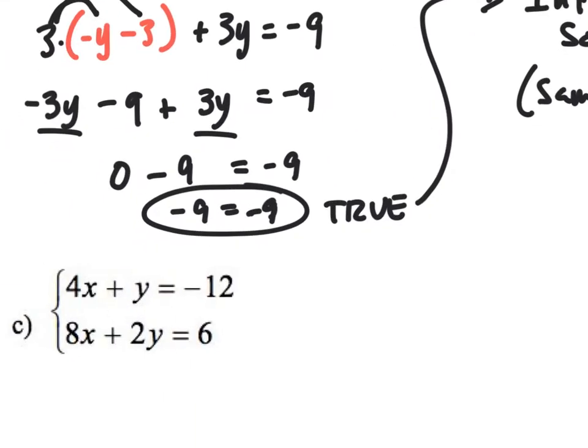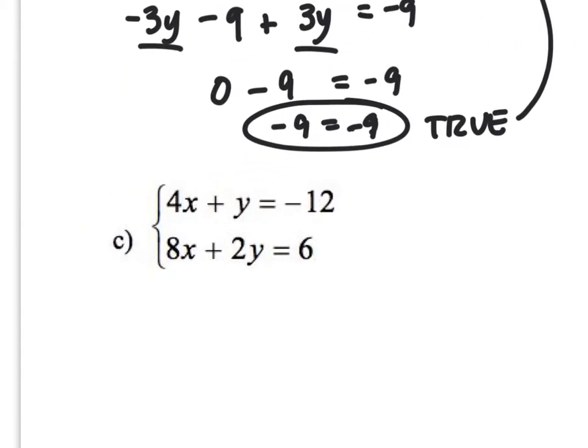All right, let's take a look at the next one. On this one, I have 4x plus y is equal to negative 12, and I have 8x plus 2y is equal to 6. Now, what's going to happen here is both of these equations are in standard form, meaning that x and y are on the same side of the equal sign. And I don't have in either of these equations one of these equations solved for a variable. However, I have this single y here, and that's what I'm looking for. In this example, I can solve this equation for y.